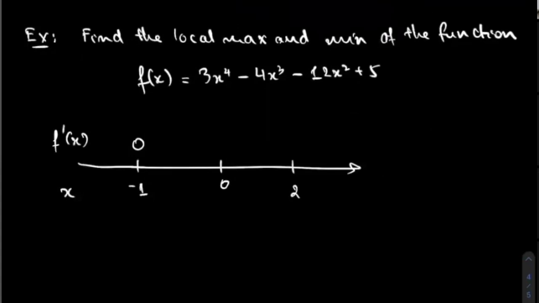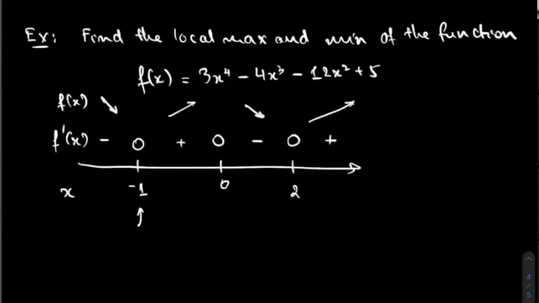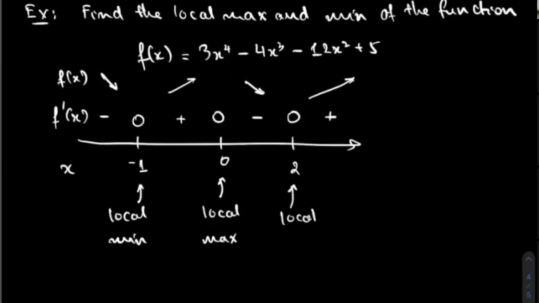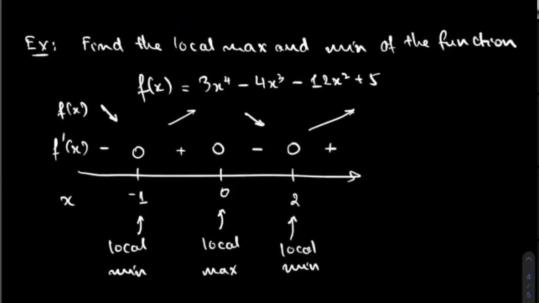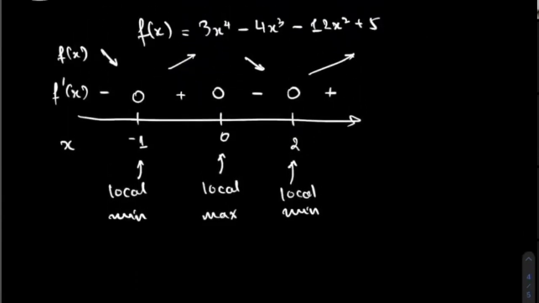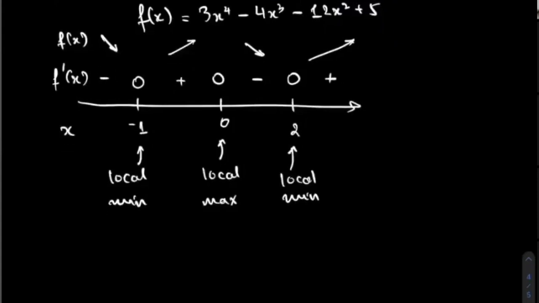At the critical numbers, f prime equals 0, and the sign is negative, positive, negative, positive. And f of x is going to be decreasing, increasing, decreasing, and increasing. So decreasing to increasing, this is a local minimum. Increasing to decreasing, this is a local maximum. This point is a local minimum as well. So they want to find the local maximum and local minimum of the function, so we're going to evaluate that. Right? So we use critical numbers to evaluate the local minimum and local maximum.